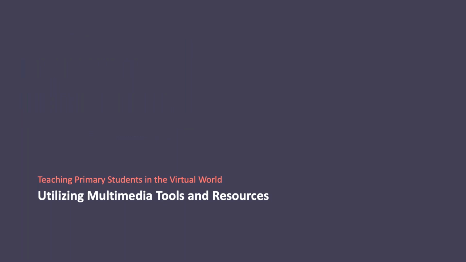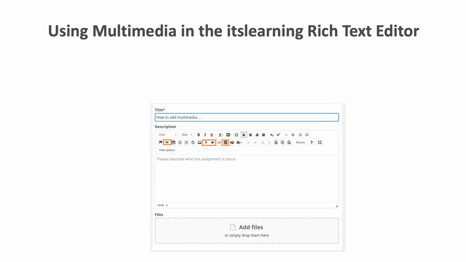Next, I'd like to talk about utilizing multimedia tools and resources in It's Learning. So when we talk about using multimedia in It's Learning, there are multiple tools in the rich text editor that you can use to quickly and easily include those multimedia aspects to your resources and activities. To record audio or video in the rich text editor, click either the microphone or video camera. Then you will be prompted to either record or upload a message to share with your students. Please note that you may need to give permission for your browser to access the microphone or camera.